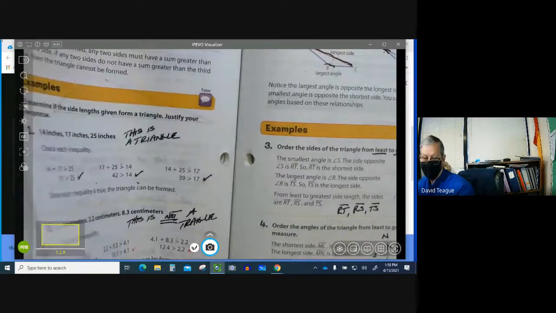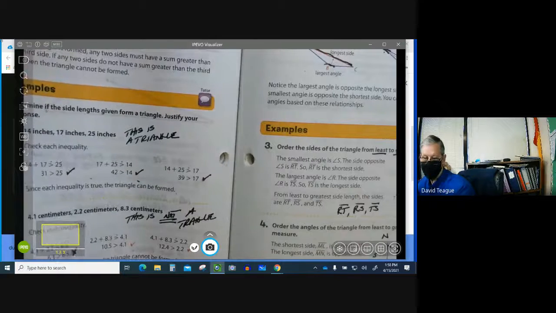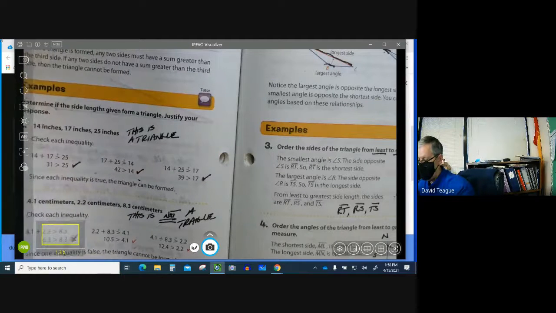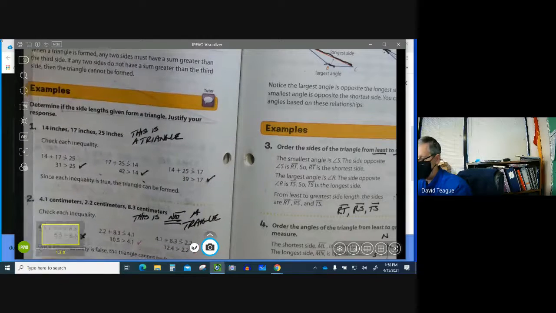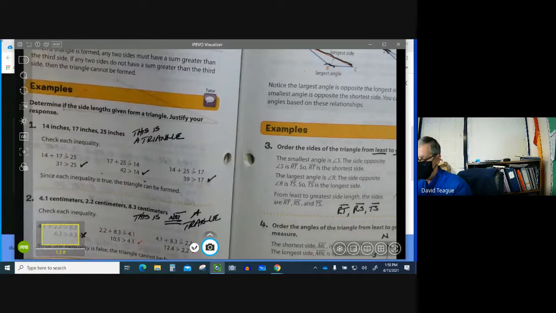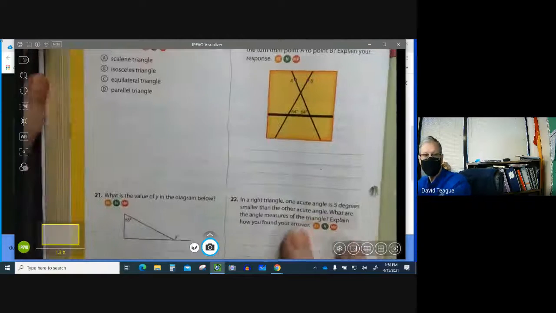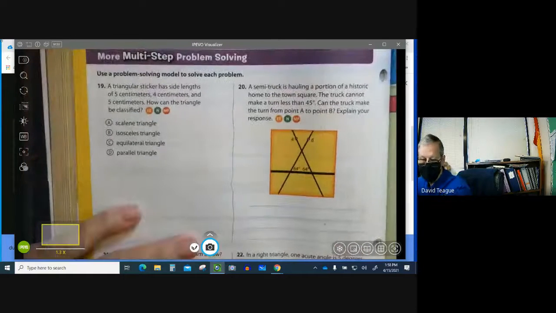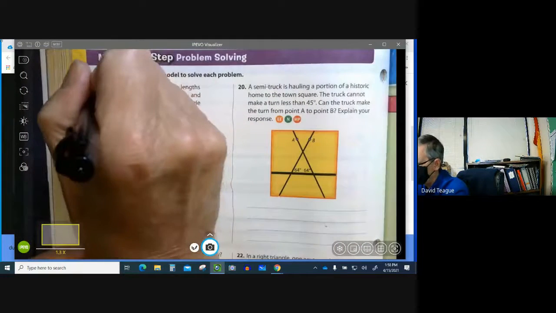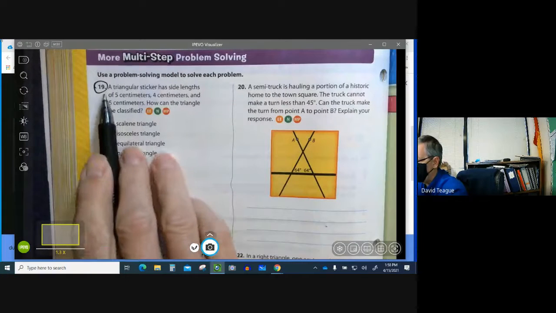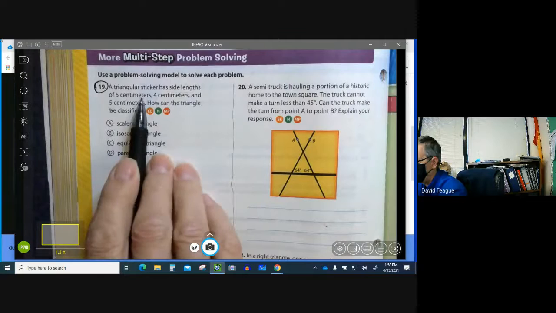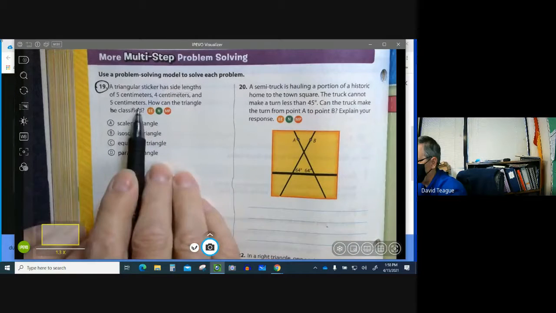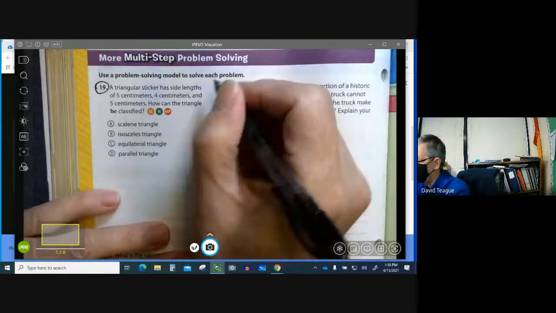So there's 5 questions on this week's quiz. It starts off on page 692. Okay, so this is page 692. The first question is number 19. A triangular sticker has side lengths of 5 centimeters, 4 centimeters, and 5 centimeters. How can the triangle be classified?